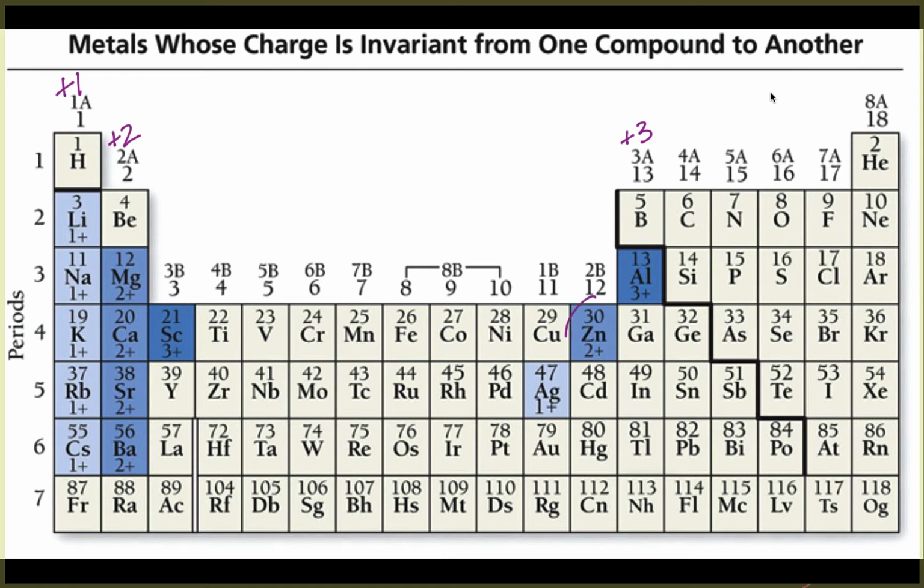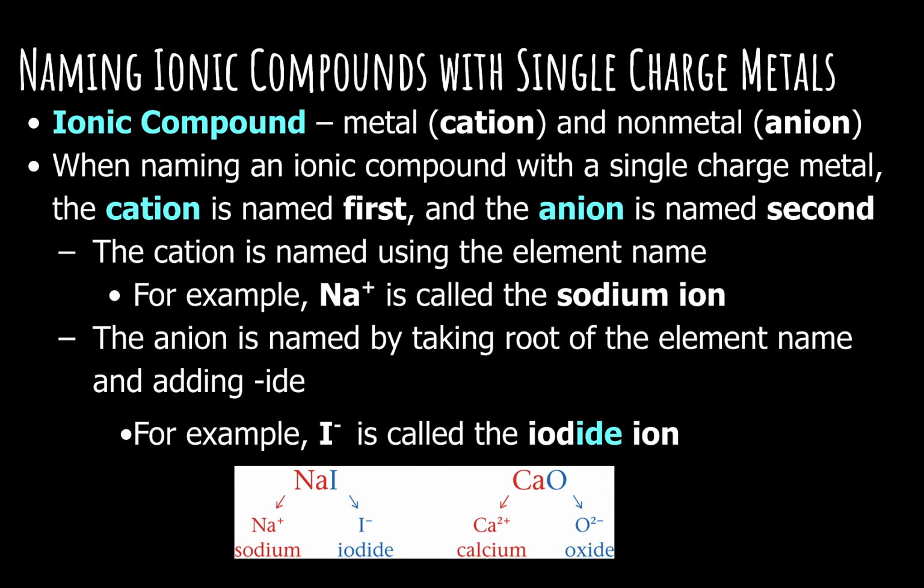You will also notice that zinc and silver are in there. Those are two other ones that we'll have to remember. Zinc is always a +2 and silver is always a +1. So these are the general rules for naming ionic compounds with single charge metals.